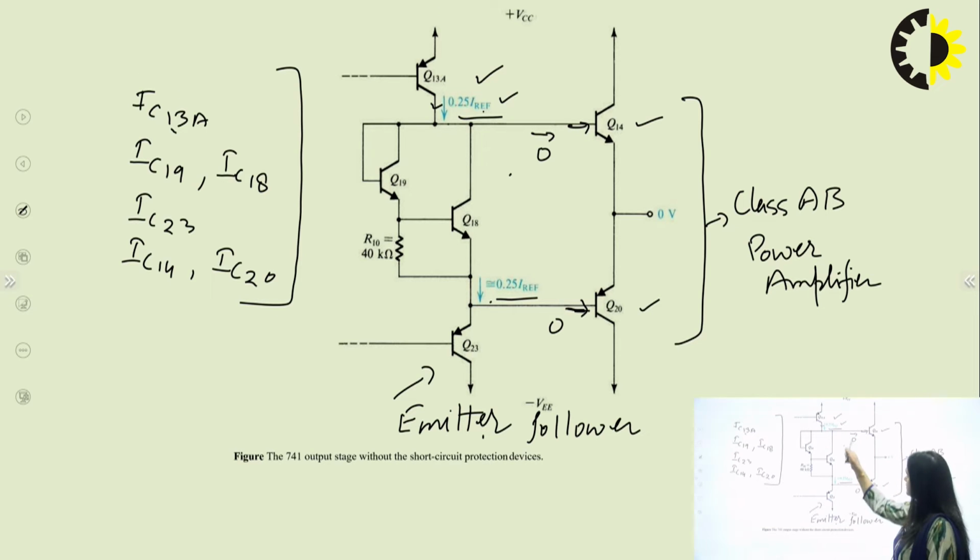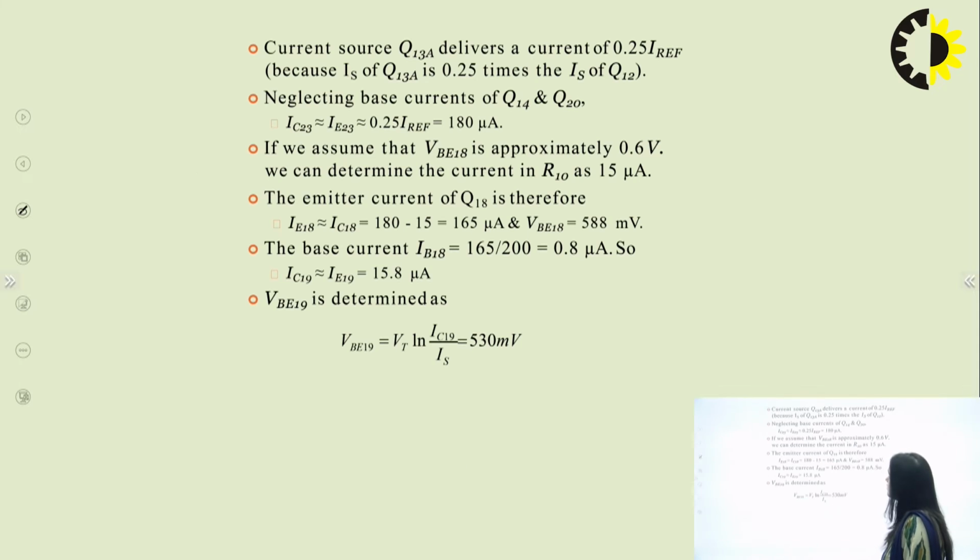If the current in the base of Q14 and Q20 is 0, actually it is a very small current, but we are considering the ideal case that IB is equal to 0. So if the base current of these transistors is 0, then I can equate the output current of Q13A with the current of Q23. In between we have to calculate these current components. So let's see how we can calculate.